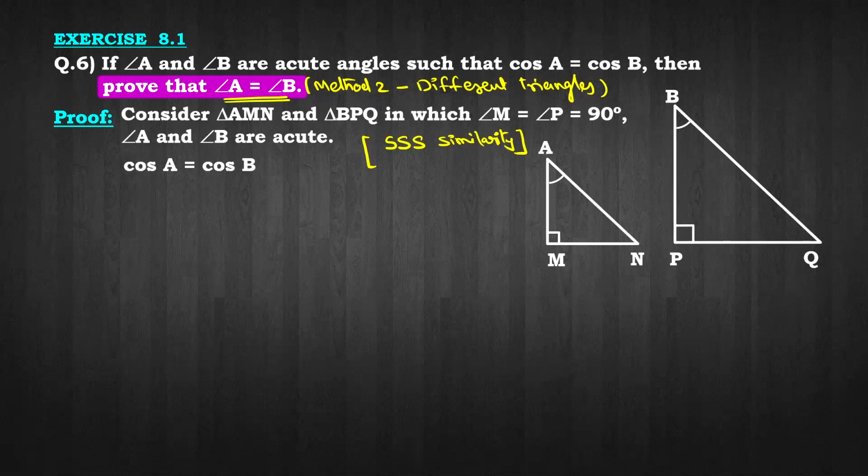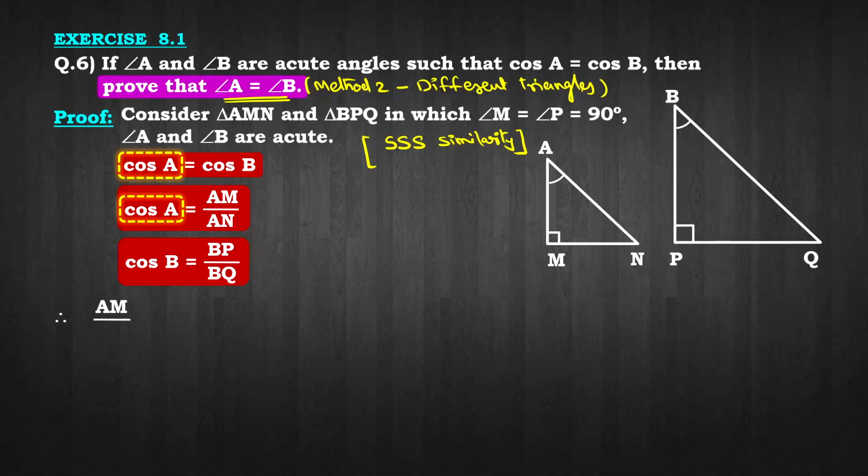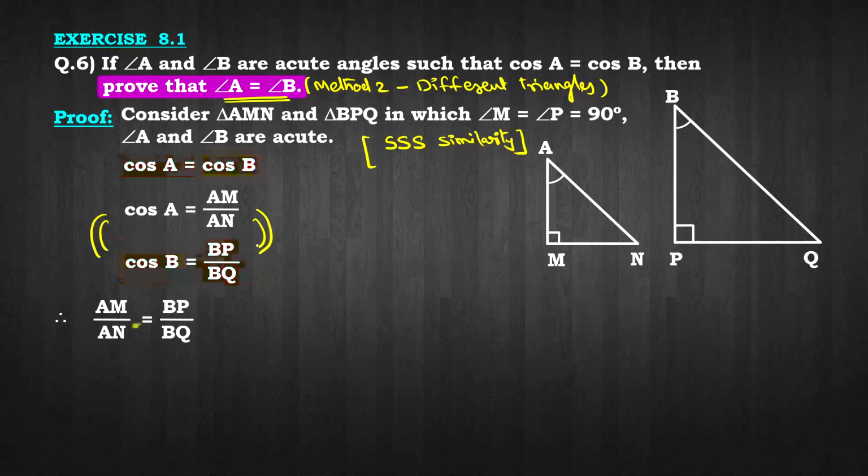Now given cos A is equal to cos B, what is cos A? Cos A is adjacent side by hypotenuse, that is AM by AN. Now what is cos B? Cos B is also, in triangle BPQ, adjacent side by hypotenuse, that is BP by BQ. Since cos A is equal to cos B, what happens? Left hand sides are equal means right hand sides must be equal. That is AM by AN must be equal to BP by BQ.